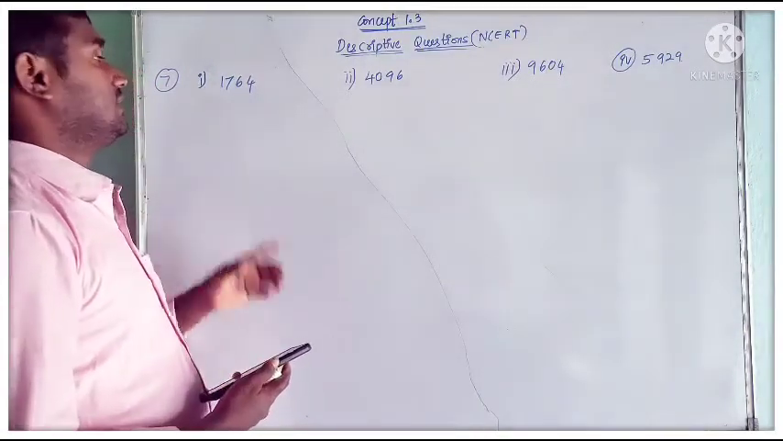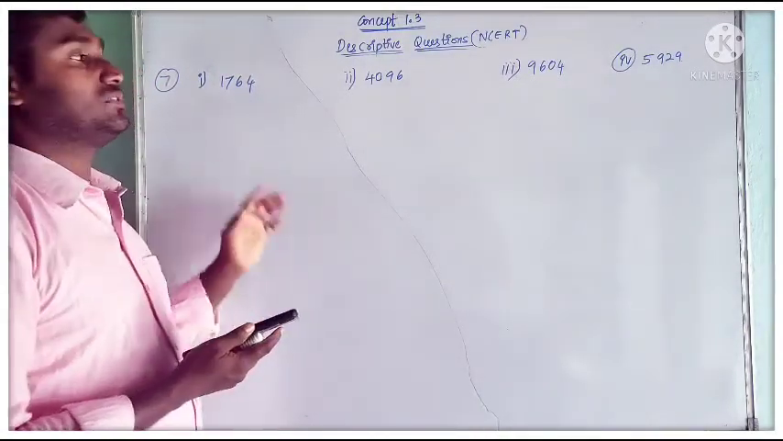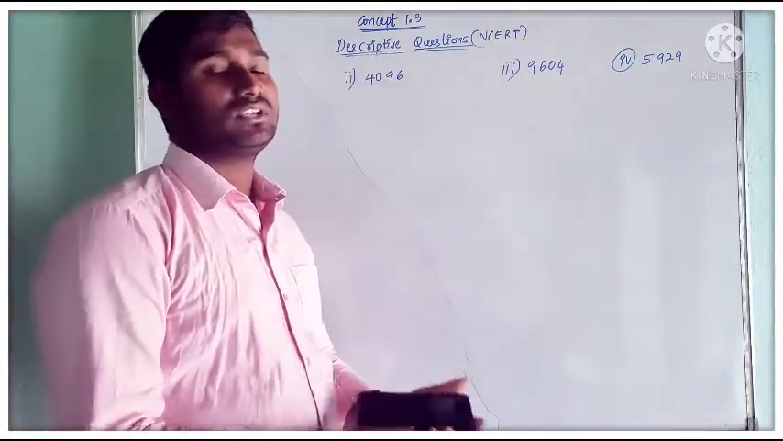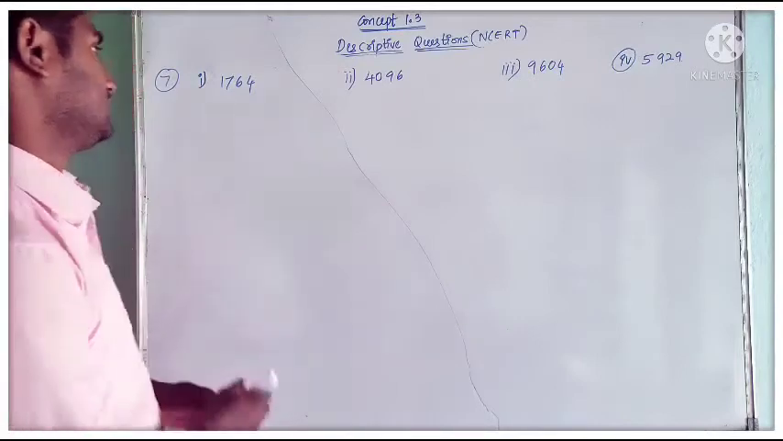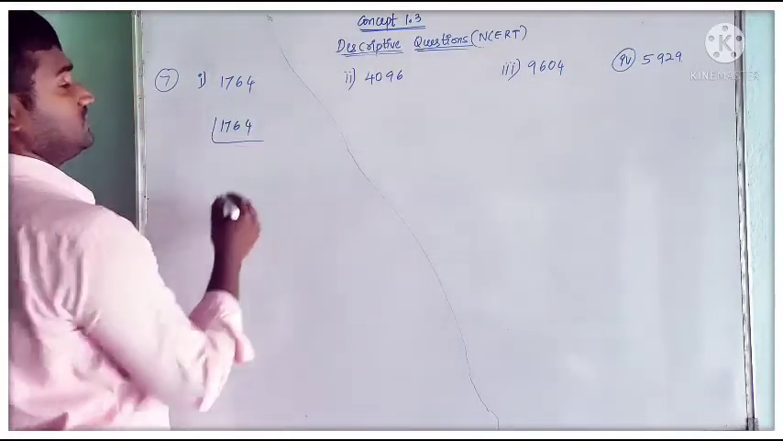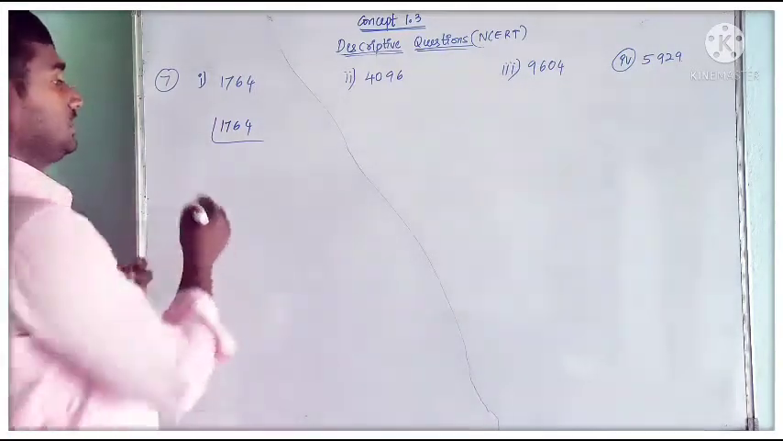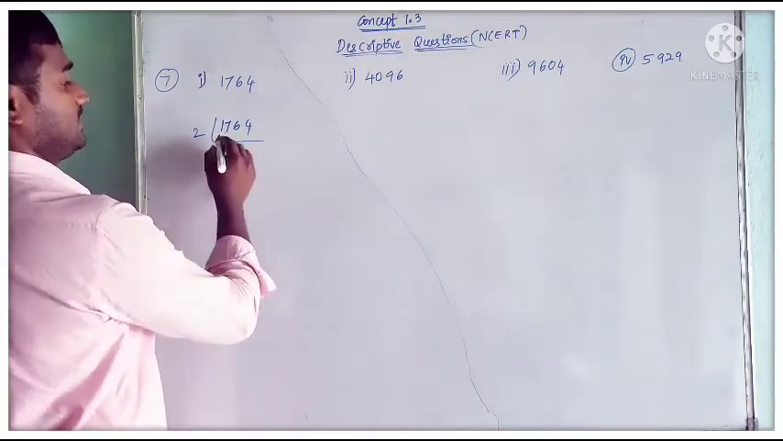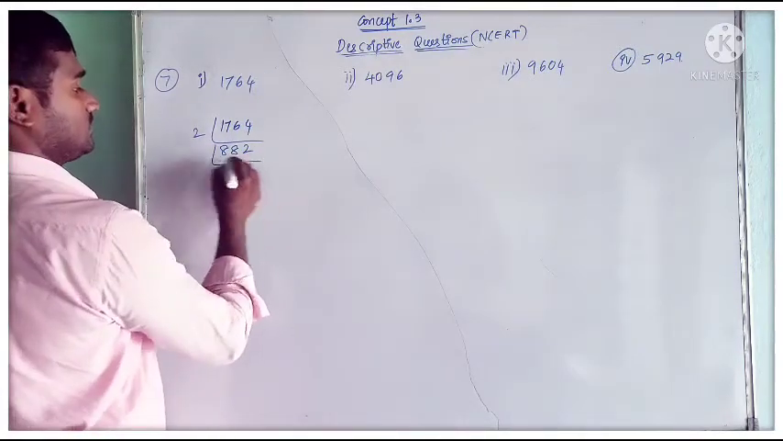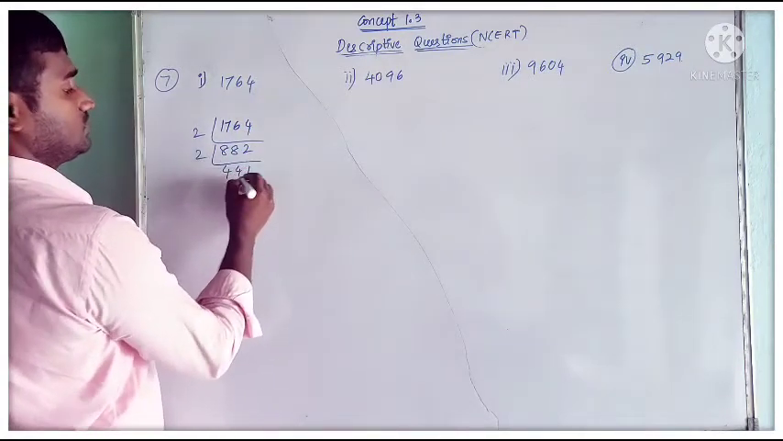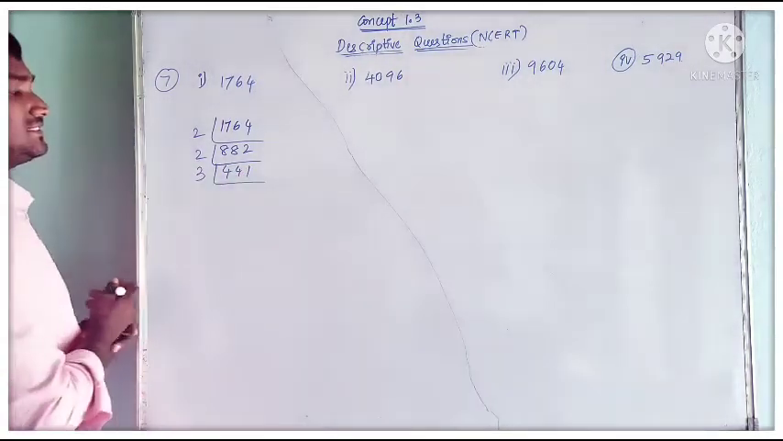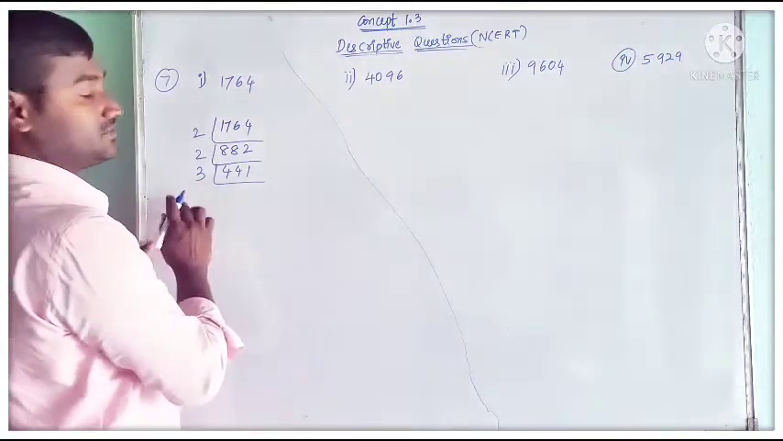The seventh question: find the square root of the following numbers by using prime factorization. We know how to do prime factorization. Let us see. First, we divide by 2. 2 8s are 16, 2 2s are 4, and 2 1s are 2. Next, 3's table, since this is not an even number. 3 is also a prime number.